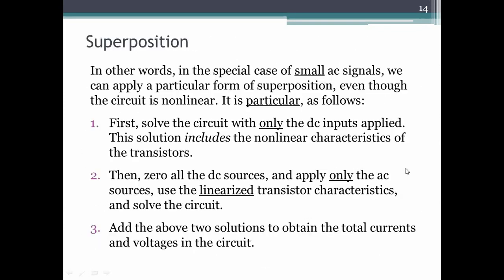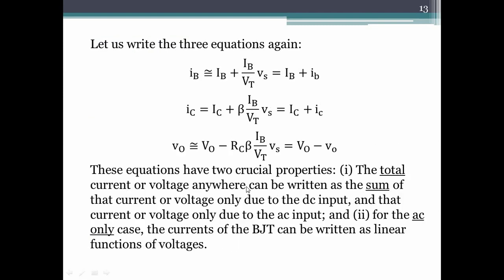Okay, so go back here. First we solve the DC circuit including the nonlinearity of the transistor. Second, we remove all the DC sources and apply only the AC source. Number two, we use linearized transistor characteristics and solve the circuit. This is an implication of the mathematics here. This is the mathematics of that statement. ib is caused by only Vs. There is only Vs here. And we assume the capital IB to be a constant while solving for ib and Vs.